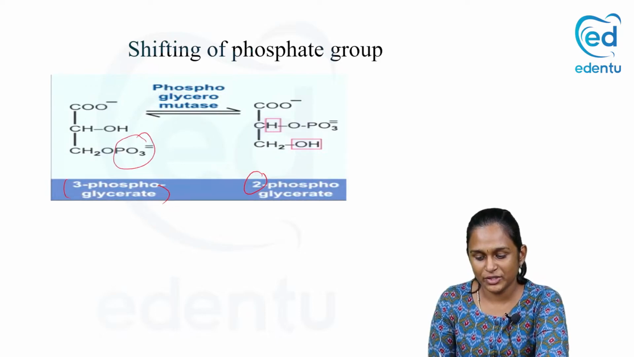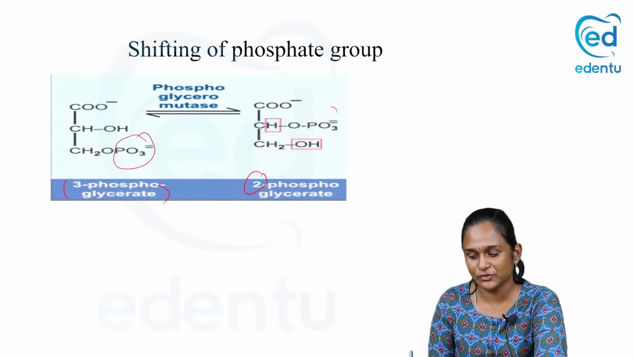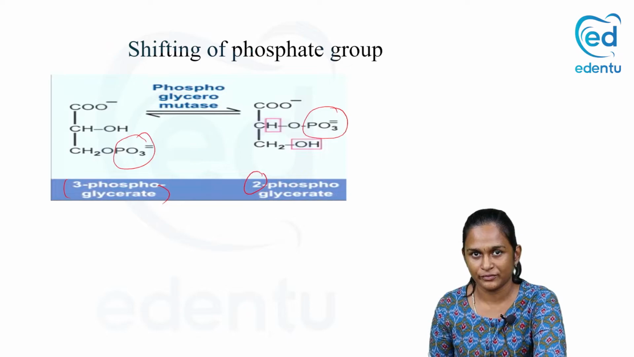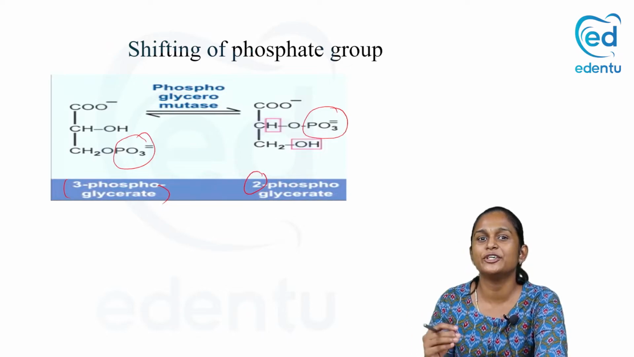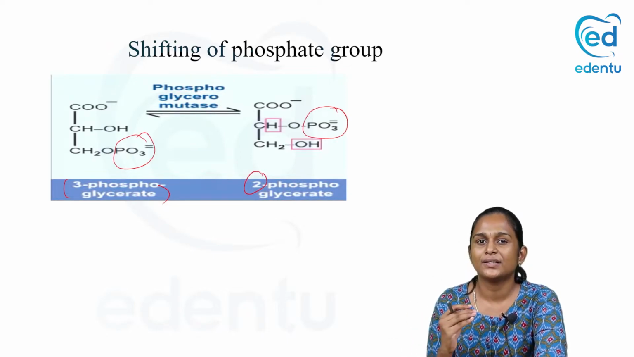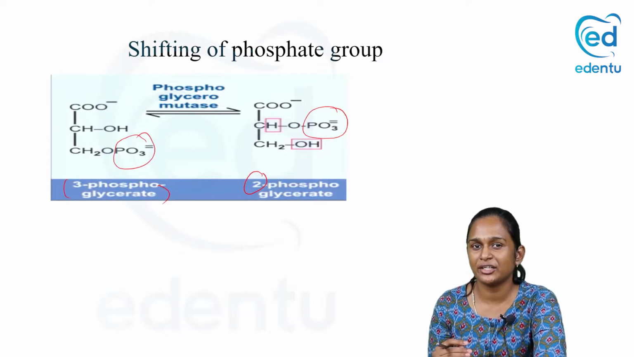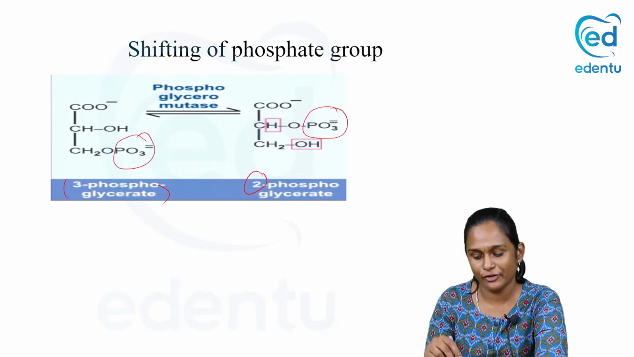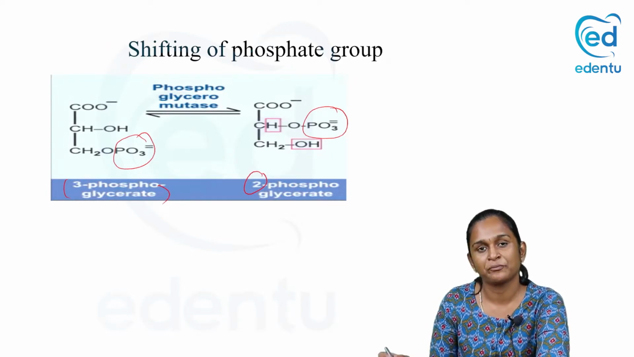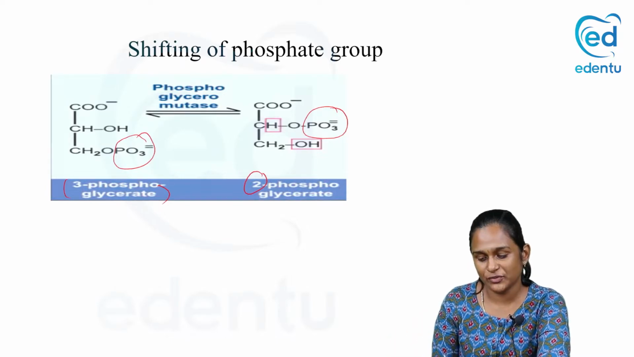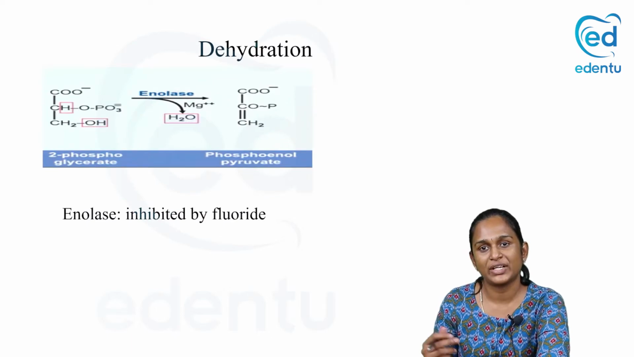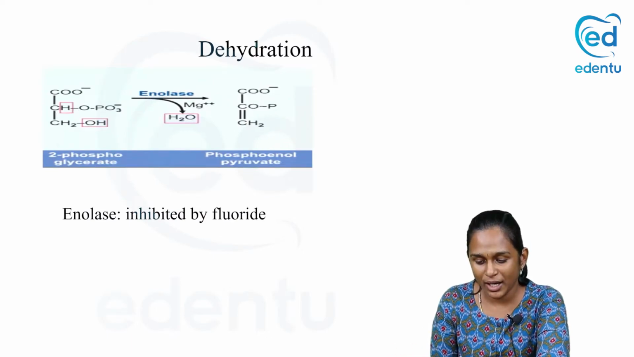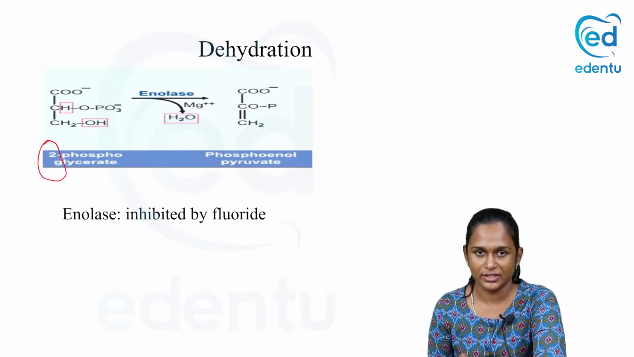Okay, so from third position, we are going to shift the phosphate group to second position. So within the same molecule, we are going to change the position of groups. The enzyme which catalyzes such kind of reactions is called mutase. In which substrate is it going to change? Phosphoglycerate. So the enzyme here is phosphoglyceromutase. This enzyme phosphoglyceromutase converts 3-phosphoglycerate to 2-phosphoglycerate. So what happens to the 2-phosphoglycerate?